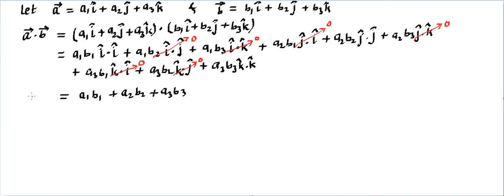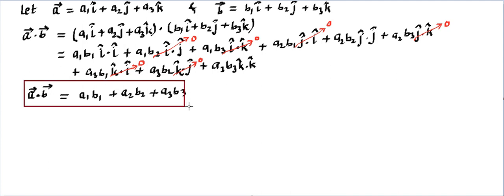Whenever we multiply this a vector in dot fashion with this b vector, our answer is going to be this. People remember this as the result for the scalar product or dot product. So if a vector is given like this and b vector is given like this, then the answer of a dot b is very simple. It's a1 b1 plus a2 b2 plus a3 b3. What does that mean? It simply means the coefficient of i, that is a1, and the coefficient of i in this expression, which is b1, get multiplied.